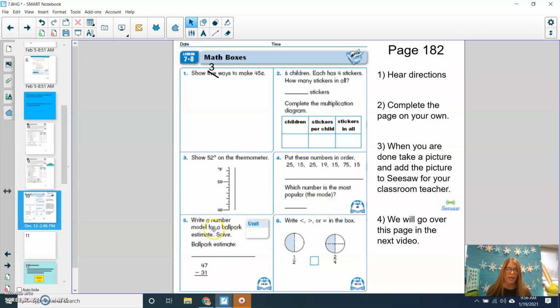For question 5, write a number model for a ballpark estimate. So you can put your ballpark estimate on the line, rounding to the nearest 10, and then solve. And then for number 6, use either less than, greater than, or equal to compare these two fractions.